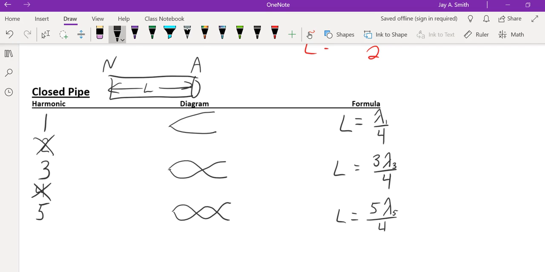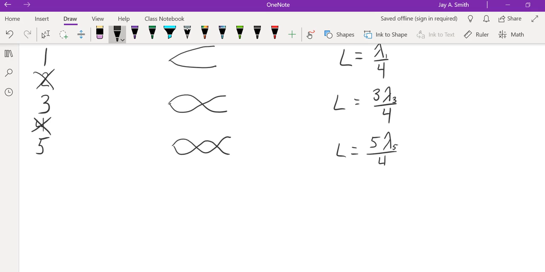So what you're going to see here is that the general form we get is the harmonics are going to be n, lambda n over 4. However, you only get the odd ones. Okay, so we only get the odd ones. You won't get the second harmonic. You won't get the fourth harmonic. We only get the odd ones in that. Okay, so those are the 3 types of pipes.